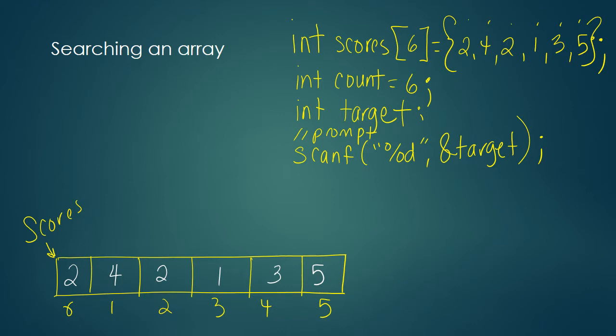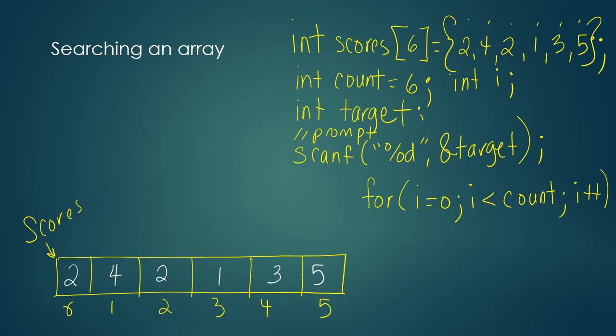So how do I search through an array? The same way that you go through an array to print it onto the screen or to fill it up. We use the same for loop: for I equals 0, I less than count, that's the number of items in my array, I plus plus. We go one at a time and search each element in the array.